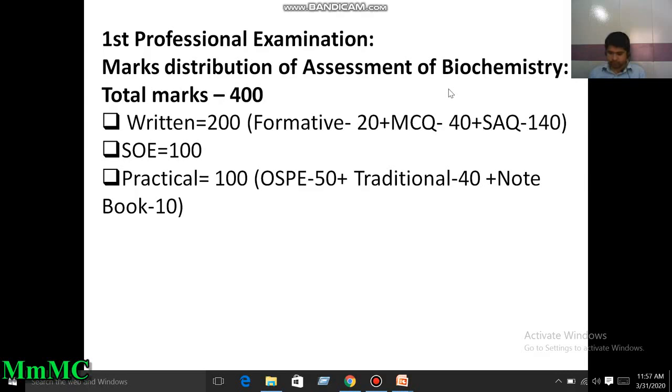Write about the amino acid pool with diagram. What are the functions of the amino acid pool? What are the source and fate of the amino acid pool? Define transamination and deamination. Write down the mechanism of disposal of ammonia.